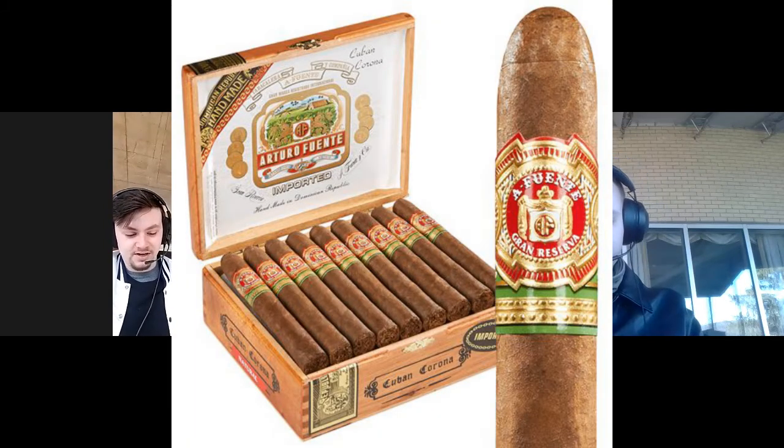Well, I am also not smoking a Churchill because I don't have any more in my humidor. So look at us. Yeah, I know, right? We're so professional. But this is an Arturo Fuente Gran Reserva. It is a Figurado. Yeah, is that what you were smoking the other day? Very well, but I actually had one yesterday.